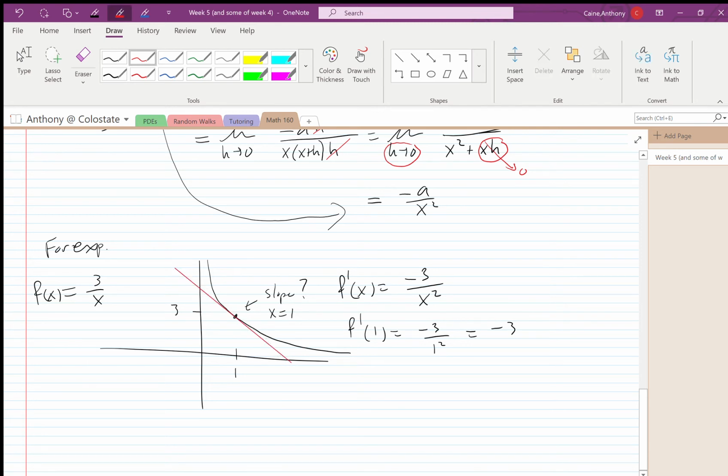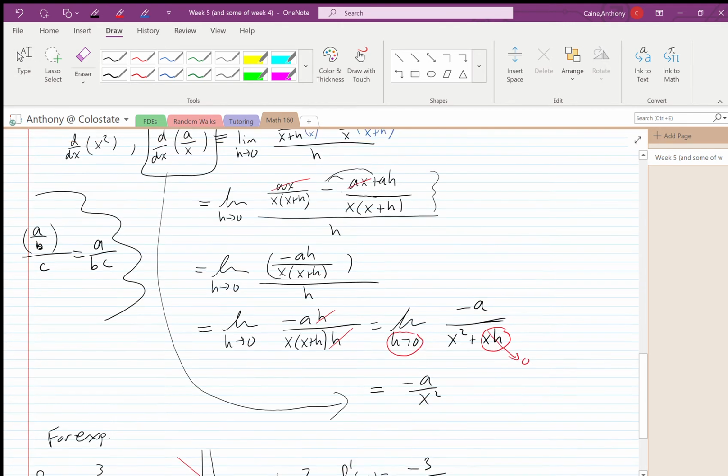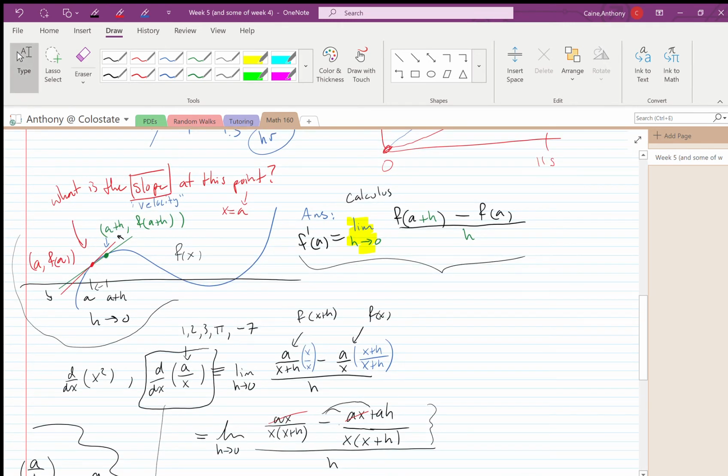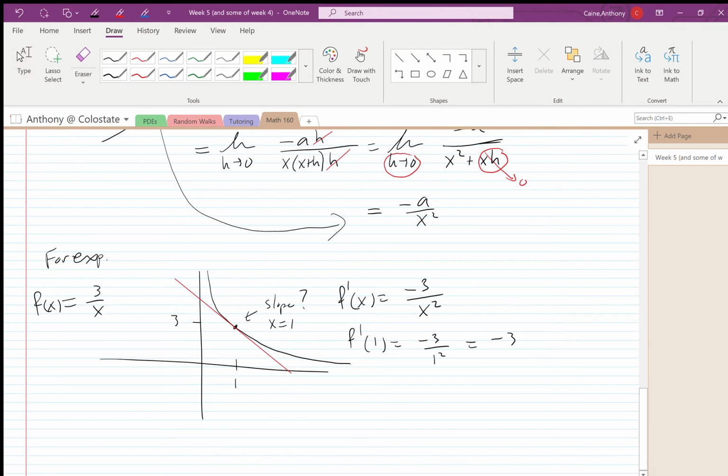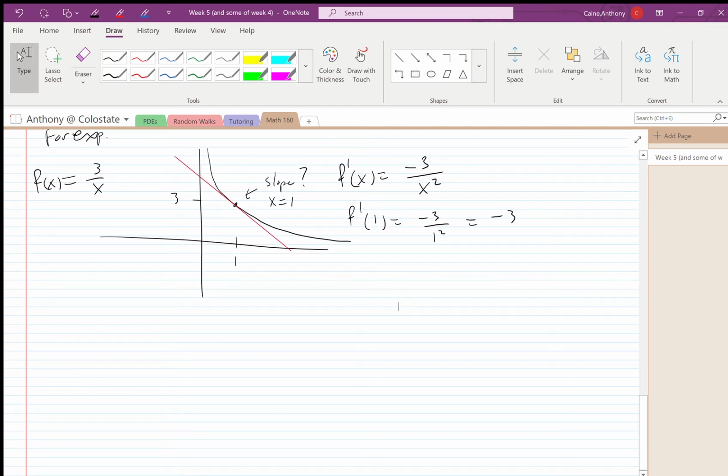That's going to be negative 3. Alright, so that's an example of doing the derivative via the definition and tying it in with this idea of slope at a point. Alright, you can't do this with too many functions. I mean, you can, it's just the algebra gets harder and harder and harder.